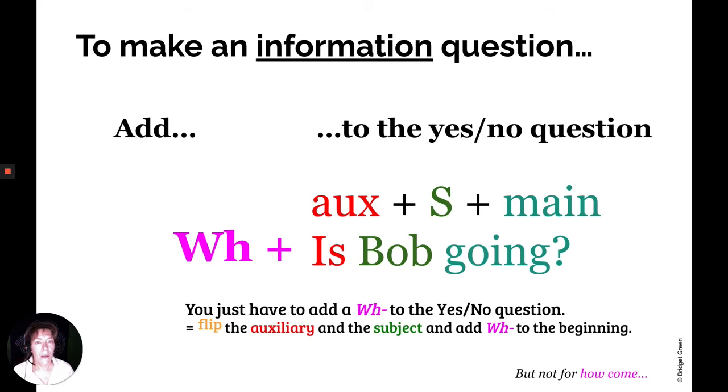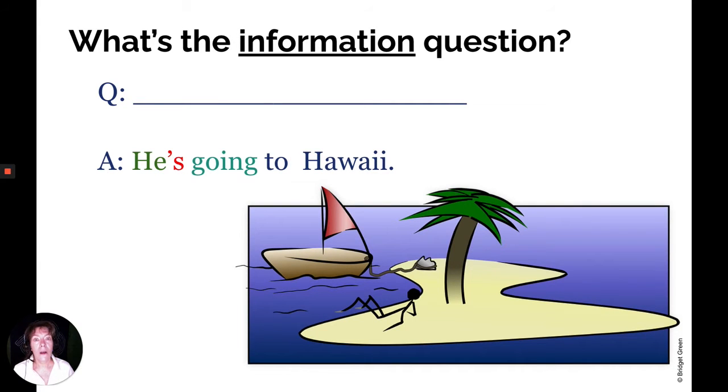There we go. Remember we talked about how come? How come is different. But okay, let's go. Right, so what's the information question? He's going to Hawaii. First, what is the yes-no question? That's right. Is he going? Now, add the WH to the beginning. What is the WH question here? Where is he going? That's it. Good job.